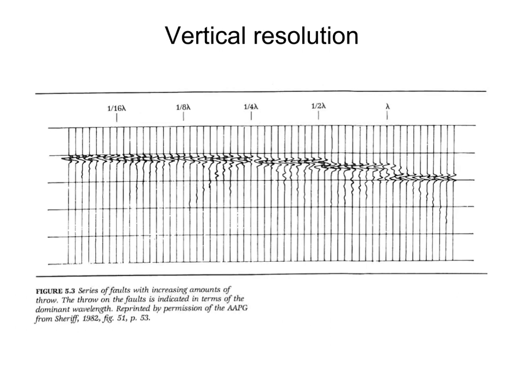This is another example showing a series of faults with increasing amount of vertical displacement, or throw. Notice that the faults with throw less than 1/4 the dominant wavelength are not imaged but appear as a continuous reflector. These faults are sub-seismic.